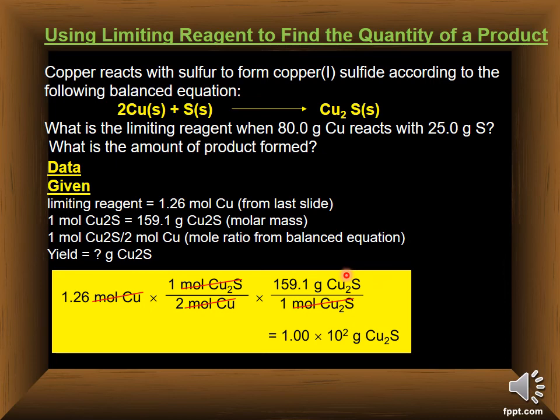So Cu2S you're going to put up. Now 1 mole of copper 1 sulfide, how many grams? 159.1 grams by molar mass. Okay, you can get it. So they cancel each other, and you can get the answer 1.00 times 10 to the power 2, which is 100 grams of copper 2 sulfide.